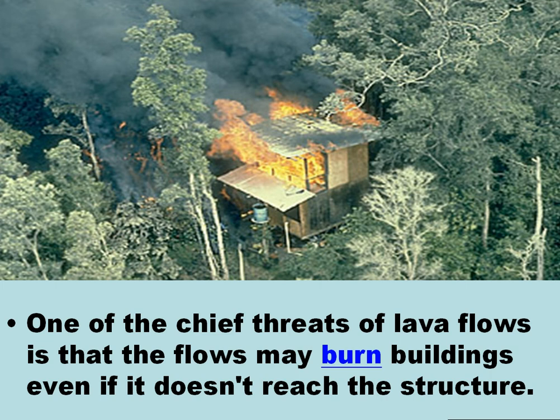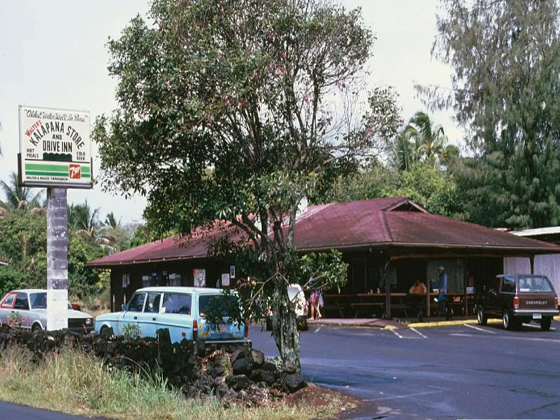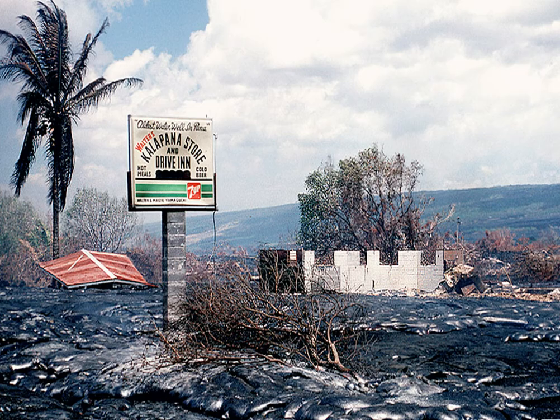And one of the chief threats of lava flows is things burning, things starting on fire. So here you look at a nice restaurant. Here it is. Doesn't look the same, does it? Well, look at the lava. You see how shiny it is. This is your pahoehoe lava flow.